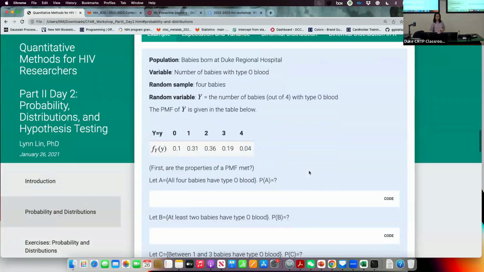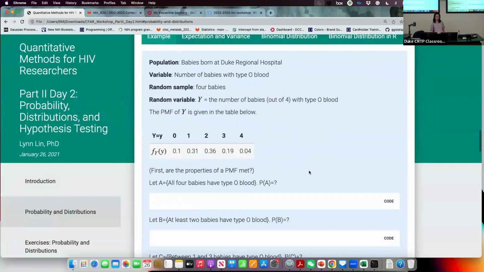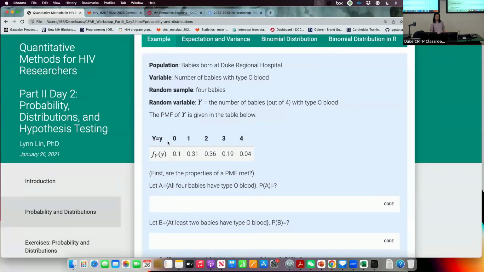Okay, so this is what we mean by probability mass function. You see it's a function, a mapping from each of these possible values that this random variable can take to a probability value. And again, the sum of all these possible probabilities has to equal 1.